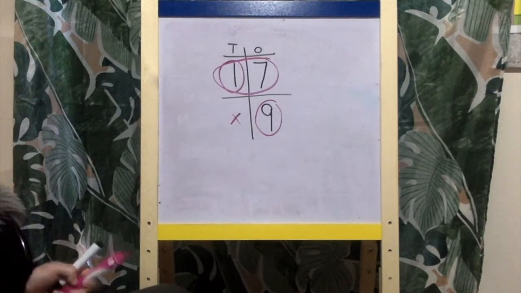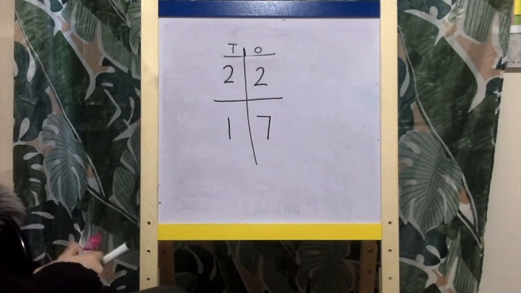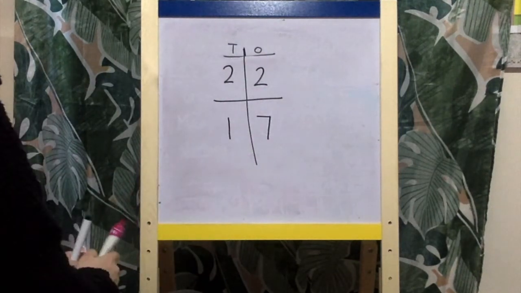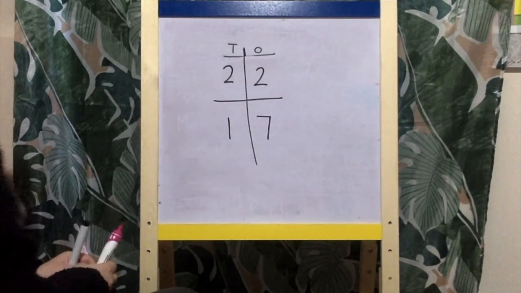Let's choose some different numbers. Alrighty, I've got 2 digits again. I've got 22 and 17. Now, how do I work out which number is bigger?